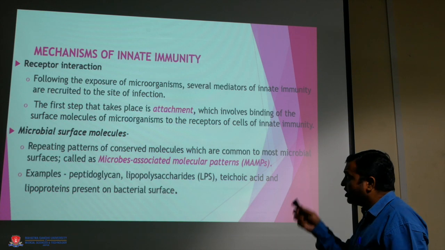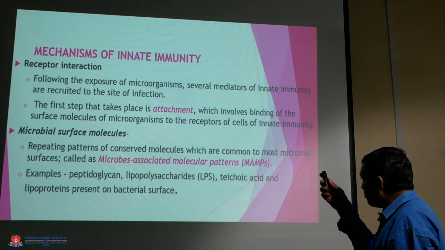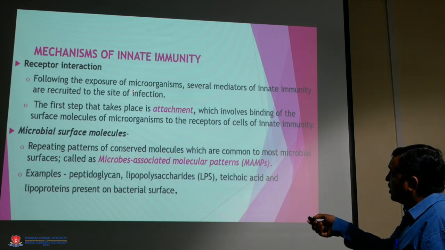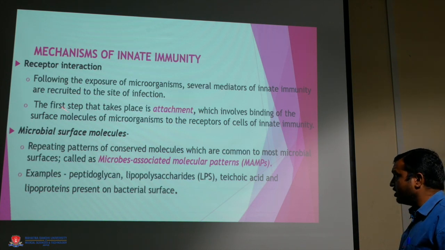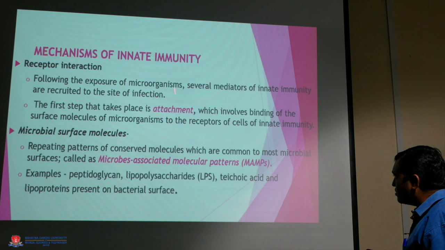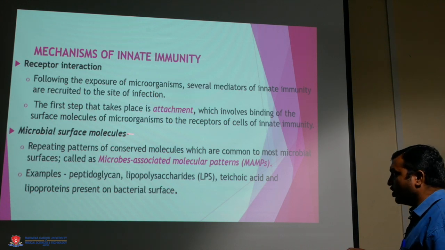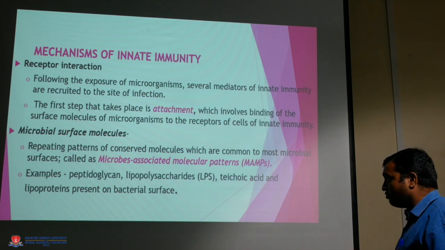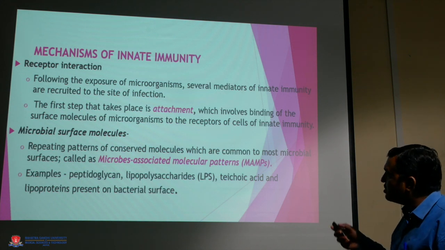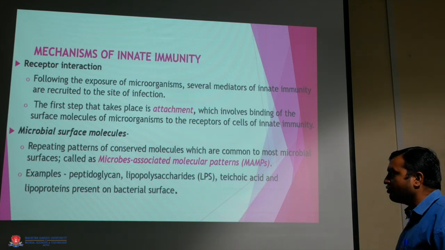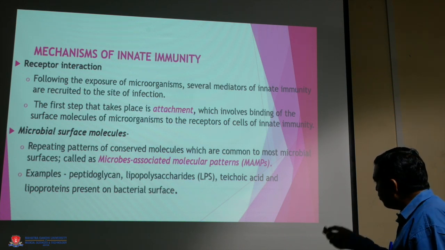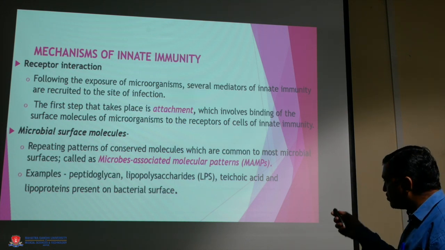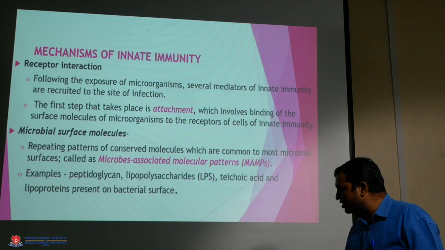Mechanism of innate immunity: receptor interaction. Following exposure to microorganisms, several mediators of innate immunity are recruited to the site of infection. The first step that takes place is attachment, which involves binding of a surface molecule of the microorganism to a receptor of the cell. Microbial surface molecules with repeating patterns of conserved molecules common to most microbial surfaces are called microbe associated molecular patterns, MAMPs. Examples: peptidoglycan, lipopolysaccharides, teichoic acid and lipoprotein present on the bacterial surface.